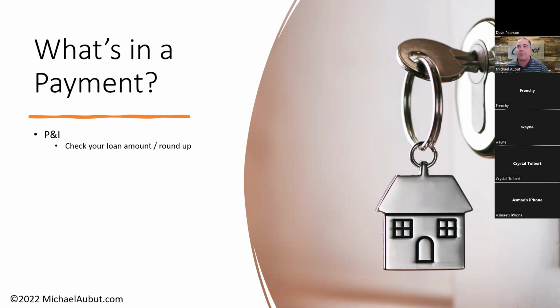When you calculate your principal and interest payment, and I'm going to show you how to do it in a second, let's imagine we came out with 2,142 as my max payment. I'm going to turn that max payment into 2,150, round up. So you got principal and interest, you got taxes and insurance.